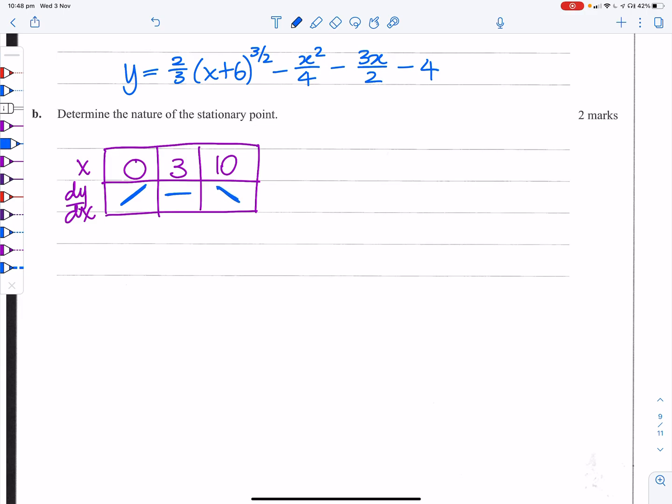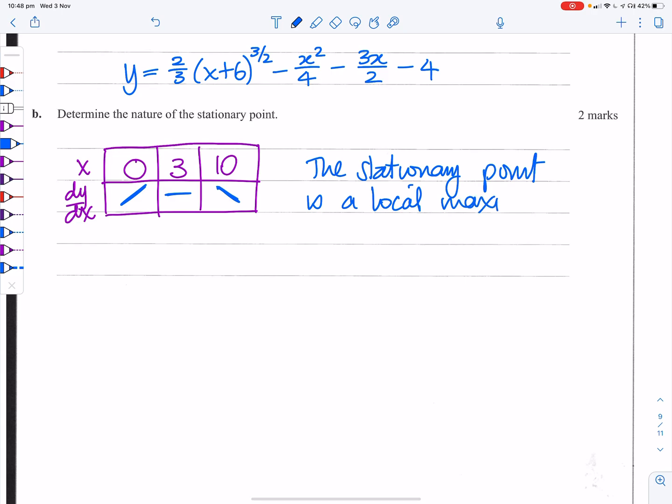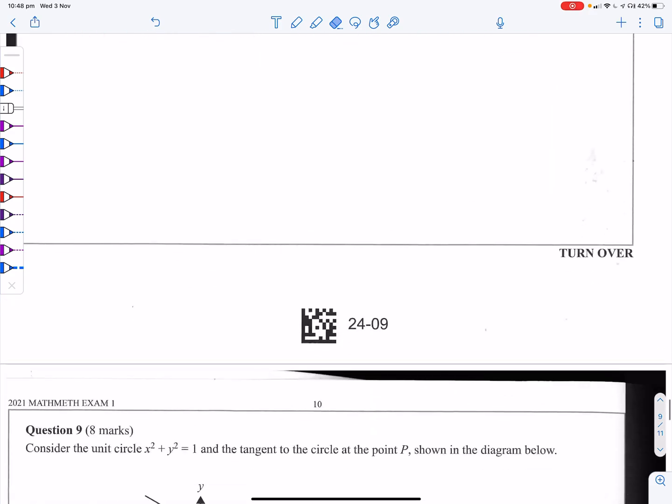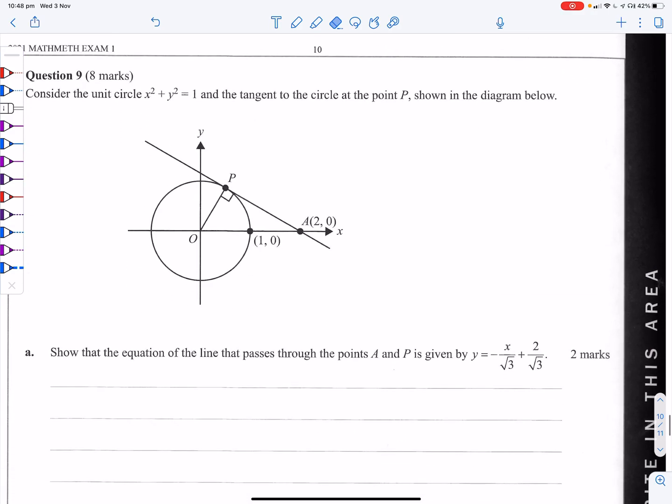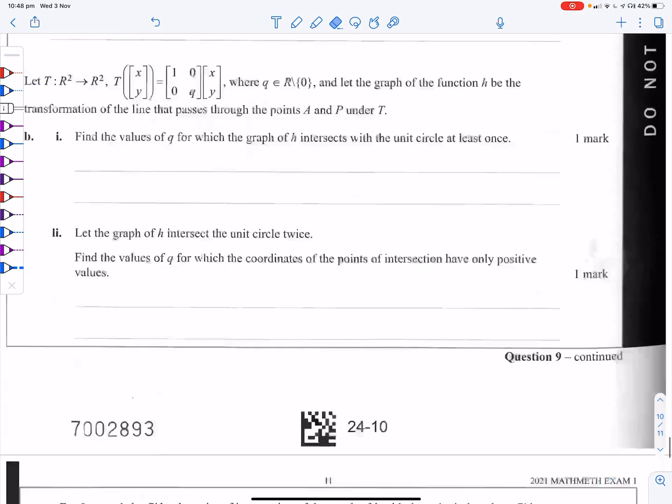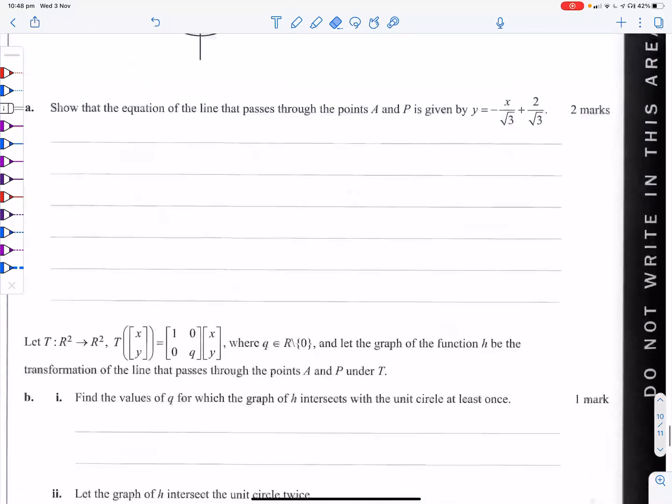Now that tells us the stationary point is a local maximum because it's got that shape. So it's going up to a local max. It's also an absolute maximum. Okay, so we're nearly there.